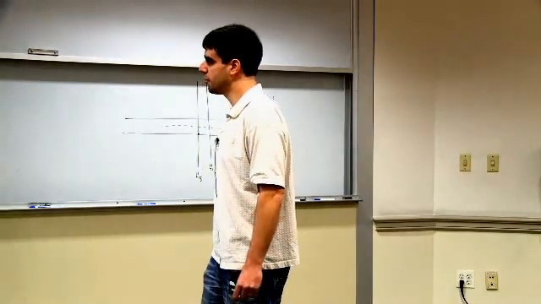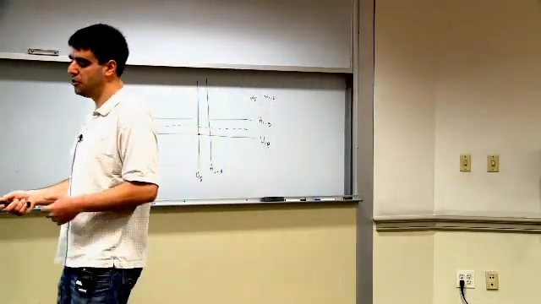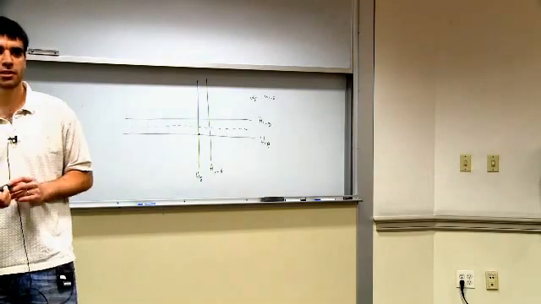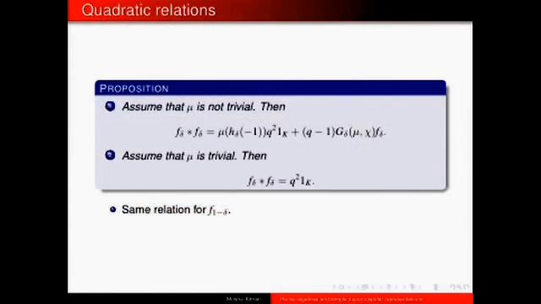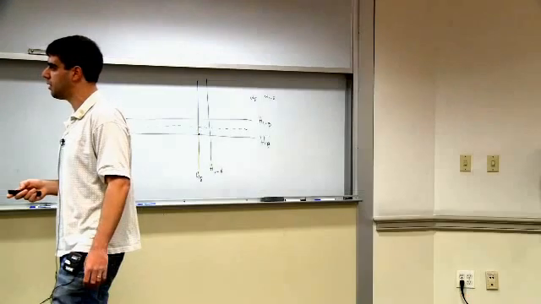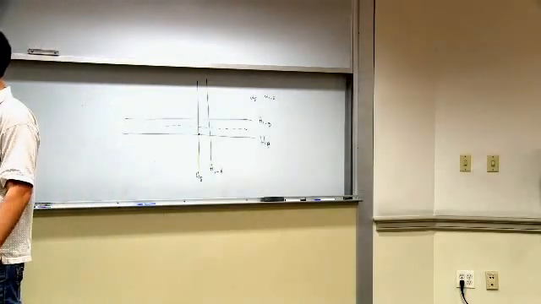And the result is that if this character mu on this GL1 factor is non-trivial, then you get the following quadratic relations. You get f squared, so one of these generators, f squared is some constant times the identity, plus some other constant involving this Gauss sum times f. Okay. And if mu is trivial, you get f squared is q squared. And same relation for f1 minus delta, just by symmetry.